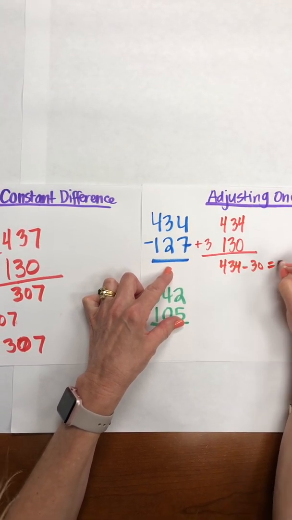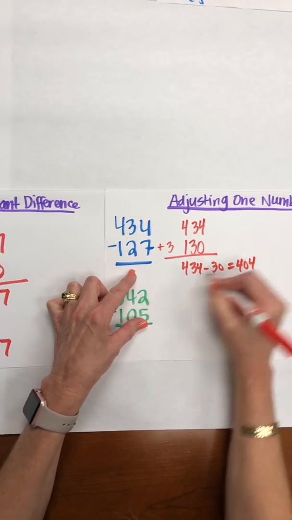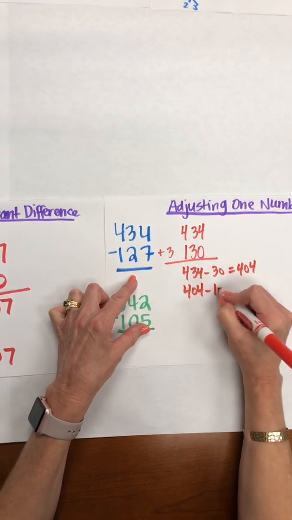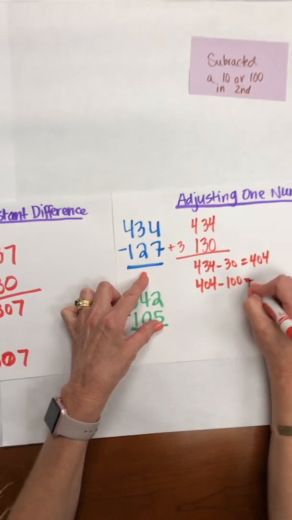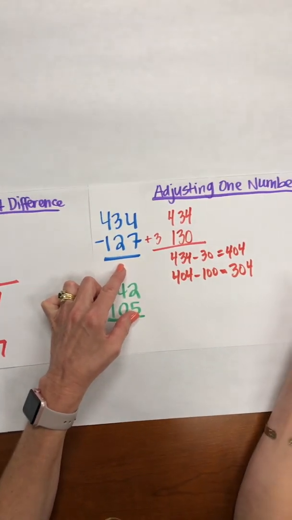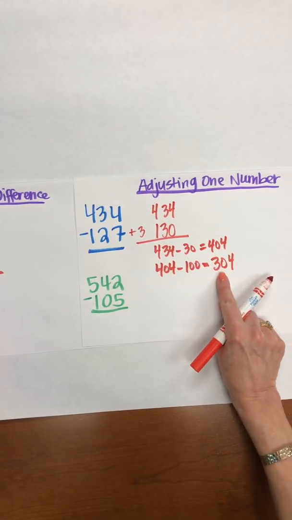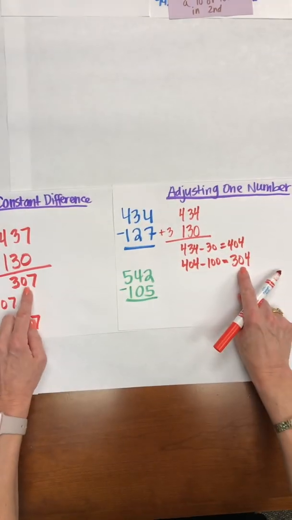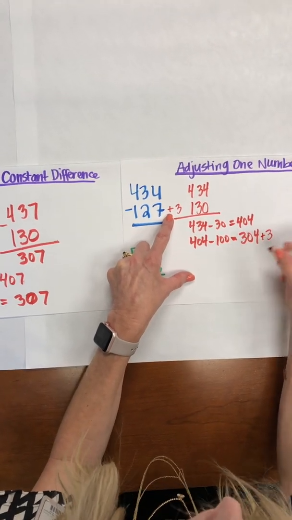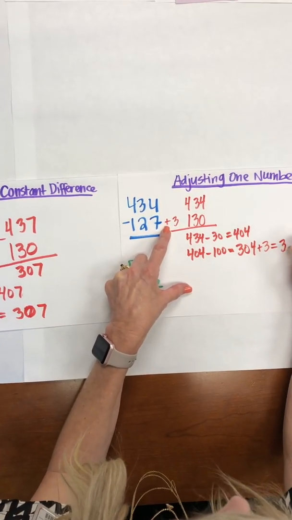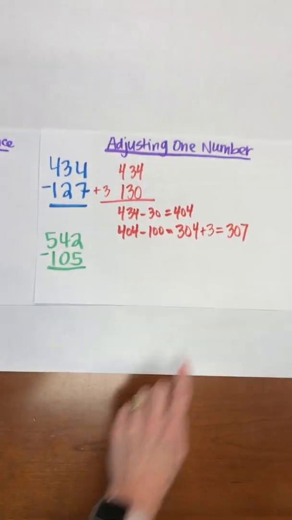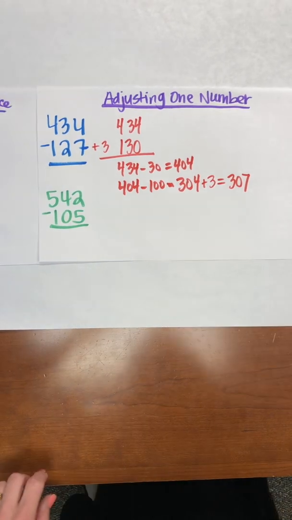If I do 434 minus 30, that equals 404. And then I take my 404 and I subtract my 100. That's going to equal my 304. But look back at my constant difference. My difference is different. Why is that? Because I did not account for that difference of 3, so I need to add that back in at the end. And then my answer, or my difference, is 307.